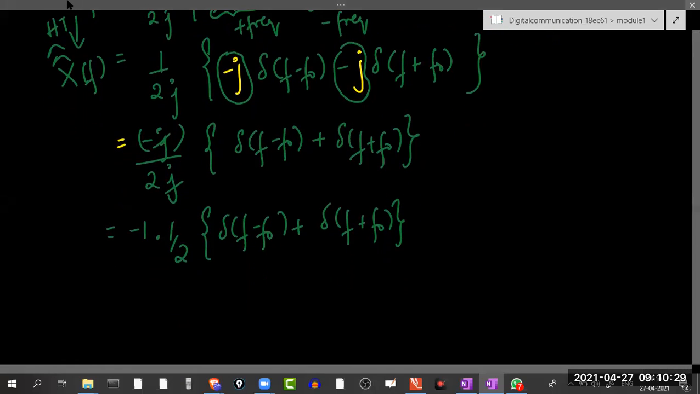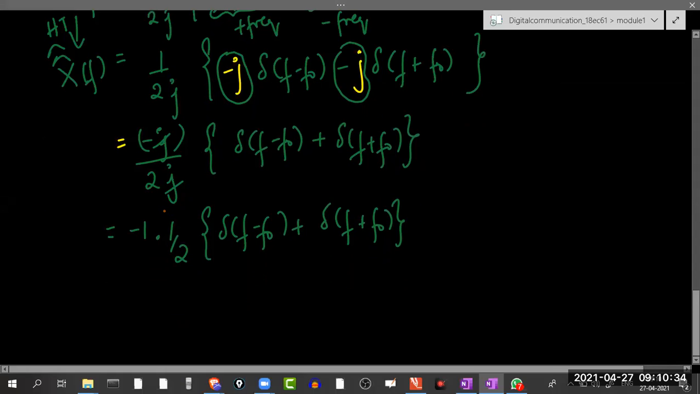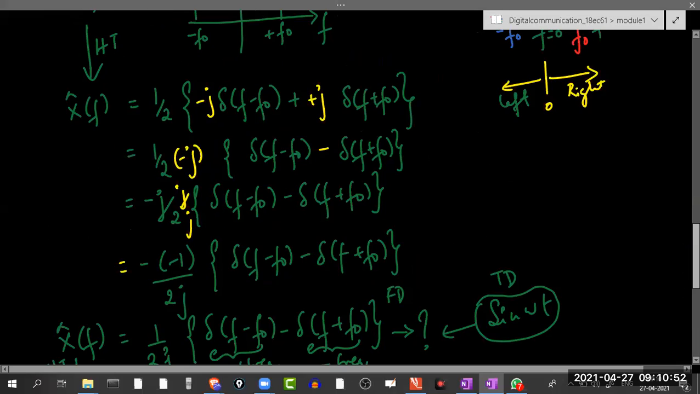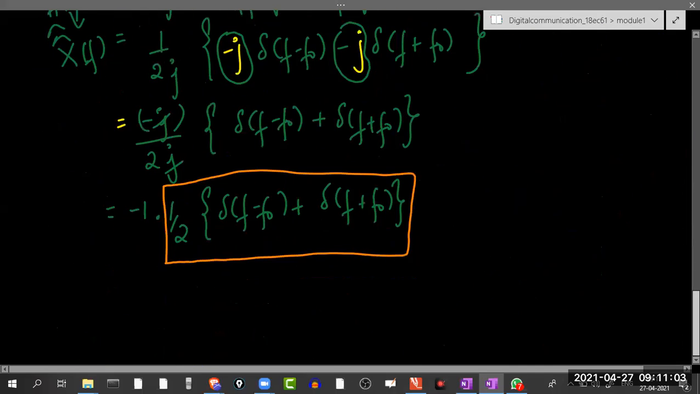Now, what is this function? I'll repeat my question again. Is this function familiar? Can I have some quick answers in the chat? What is this? No, it's not sine. Let me take you back over here. Now, what is this? Half within the brackets delta f minus f naught plus delta f plus f naught. Is this the same function? Yes, it's the same function.